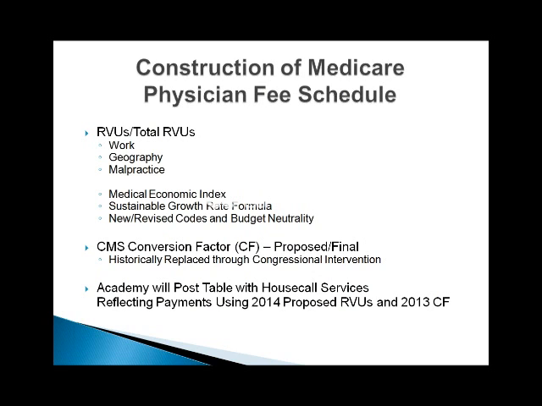I wanted just to touch base on the construction of the Medicare fee schedule. As many of you know, this involves the development of relative value units for specific services. That includes work RVUs, geography RVUs, and malpractice RVUs. To this is added a factor of the Medicare Economic Index that evaluates the level of inflation in the healthcare sector on an ongoing basis. And this all feeds into what's known as the sustainable growth rate formula that also includes technology changes, the rate of change in beneficiary volumes, et cetera, to determine the conversion factor for the following year.